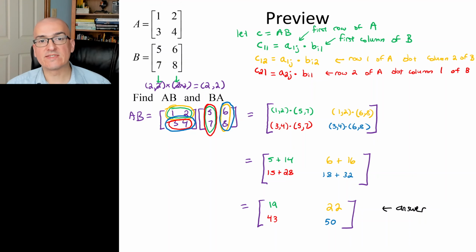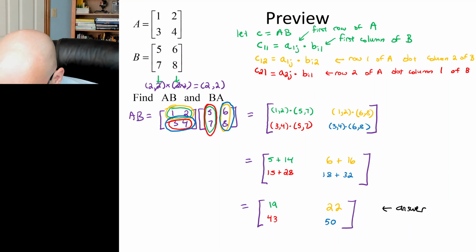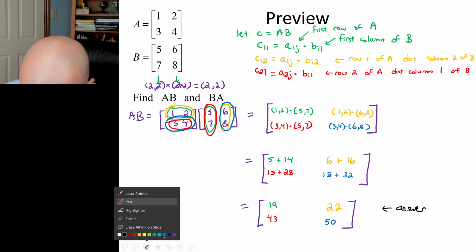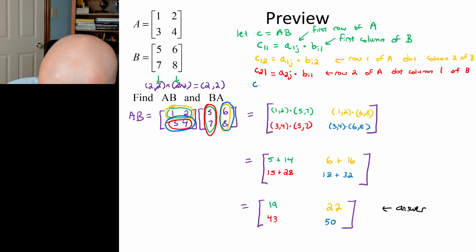You don't need to show all these steps for it, and you don't need to use all these colors, but at least in one note, somewhere handwritten, do it with lots of colors. I promise you it'll help you remember what to do. Oh, and I forgot to write down the last entry in terms of the I and J stuff. C22 is equal to A2J dot BI2. So row 2 of A dot column 2 of B.